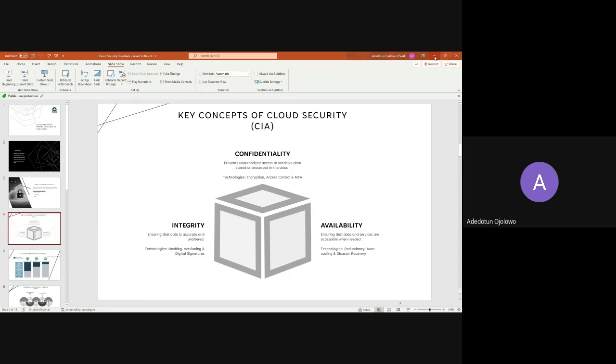Probably someone has a security background that is a bit familiar with. Okay, so I can see a few hands up. So that also extends to cloud security. Okay, I think yes, Olaoluwa, you have your hand up. You also have a question.